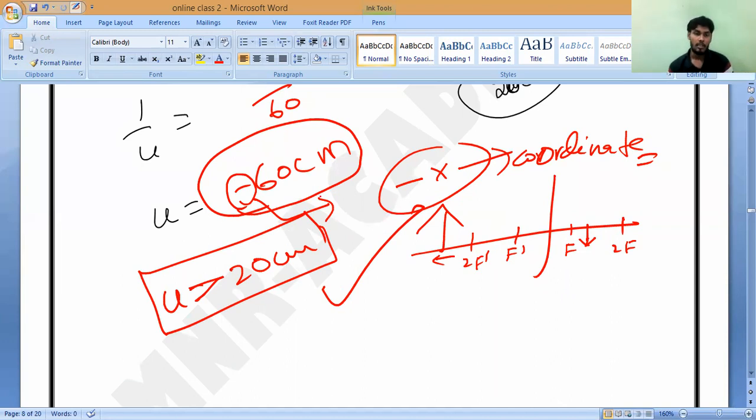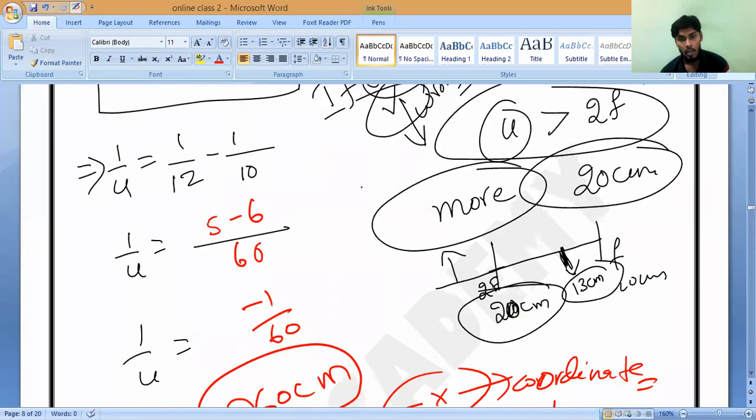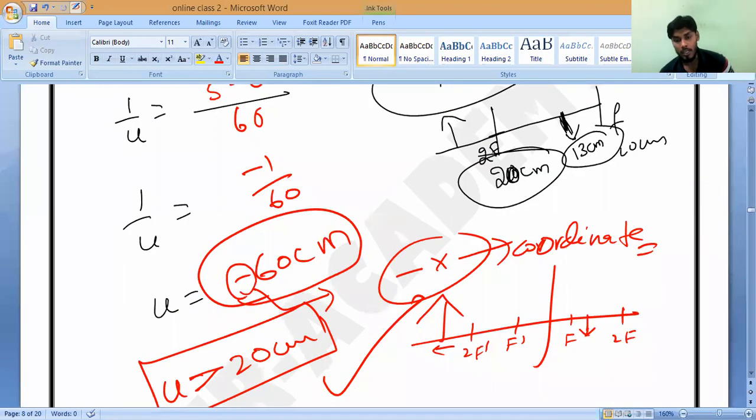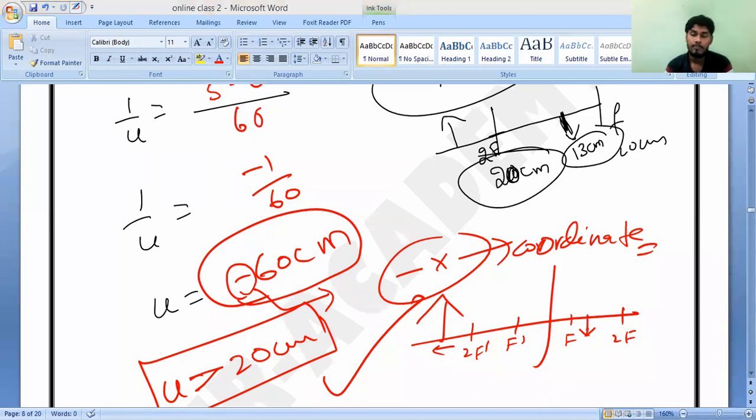Object distance equals minus 60 centimeter. Do you understand? Now, is it greater than 20 or not? So it is greater than 20. So I can say that my answer is correct. Correct or not? Yes, sir. That is the final statement you should write. Final statement, all of you write.